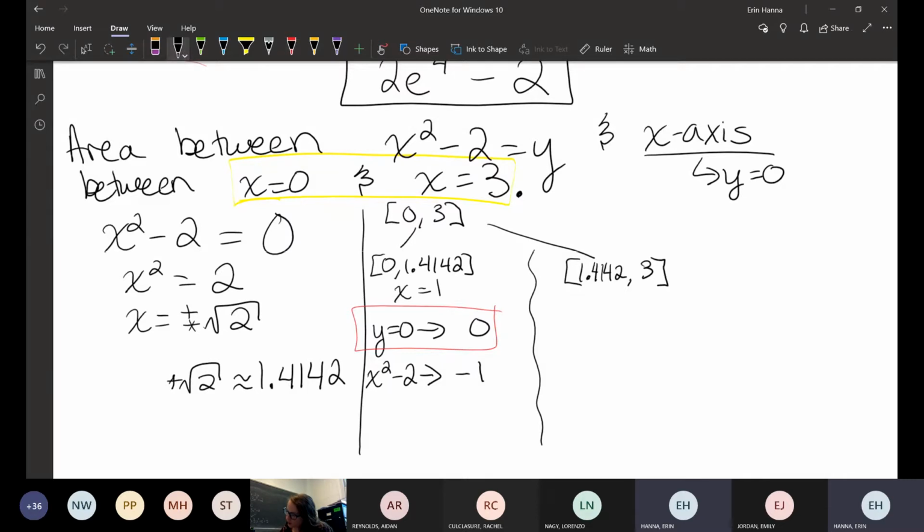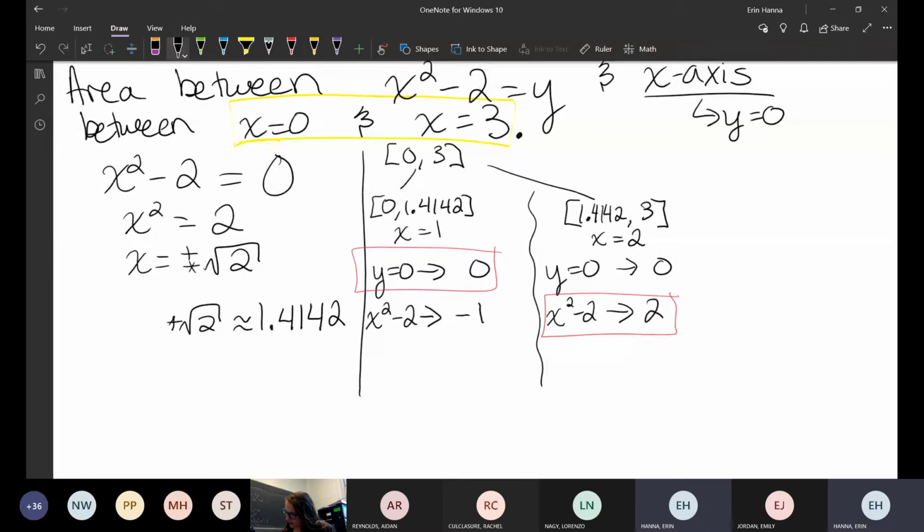And then pick a number between 1.414 and 3. So I'm going to pick pretty much the only nice number I could pick in there, which is 2. You can pick whatever number you want. You can pick 2.214 if you want or whatever. But I always like to choose some of the nicer looking numbers. So if we plug 2 into x squared minus 2, that'll be 4 minus 2 is 2. So that'll be on top.